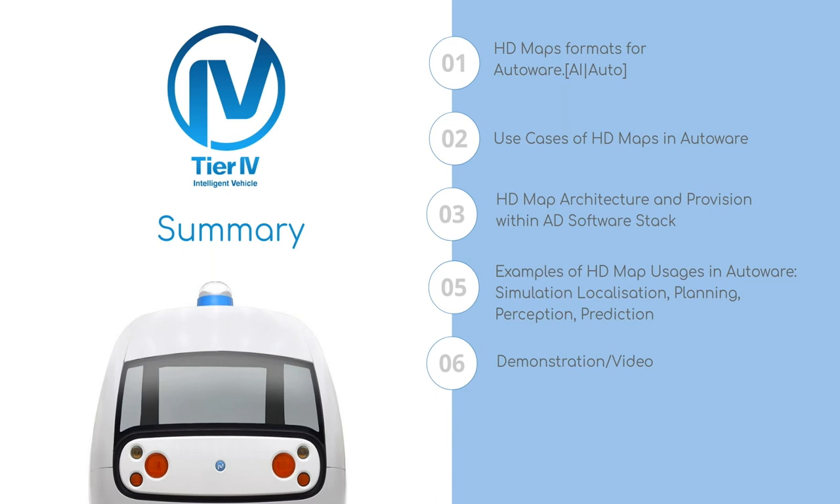So in summary, in this lecture I have introduced the HD map types and formats in the Autoware open source autonomous driving project. I have detailed the HD map use cases for Autoware.Auto and the Autonomous Valet Parking Operational Design Domain. Proposed architectures for the provision of both point cloud and semantic HD map information within the Autoware system were presented. I showed examples of HD map usage for various autonomous driving components such as simulation, localization, planning, perception, and prediction, with a final example of Autoware in operation on a real vehicle, underlining the extent to which HD map information is beneficial to achieving autonomous driving in the real world.